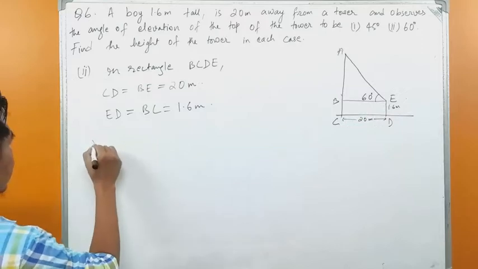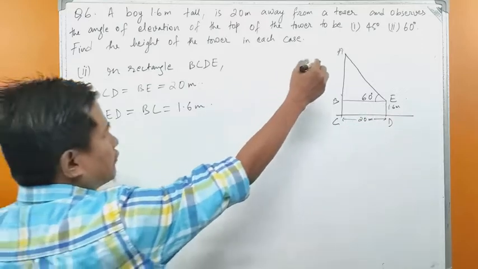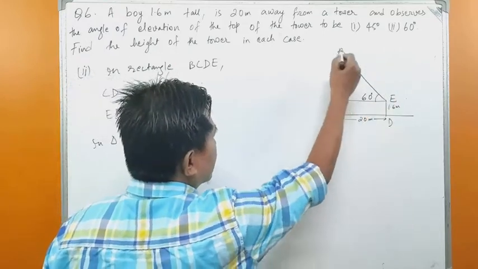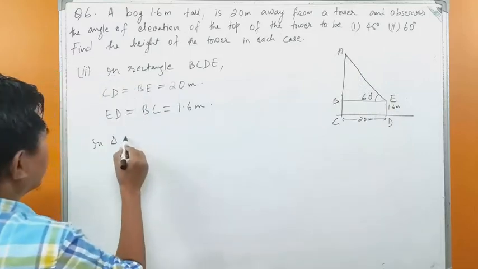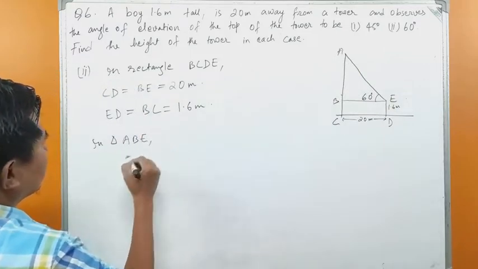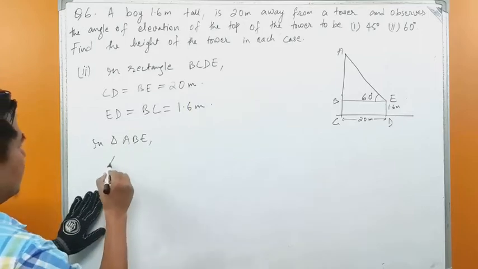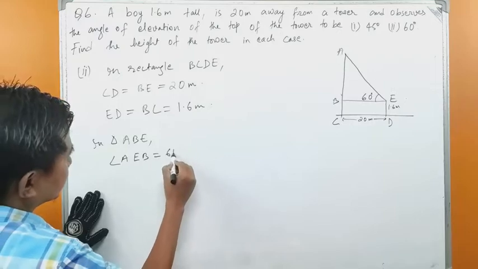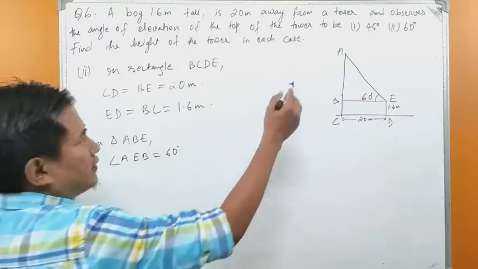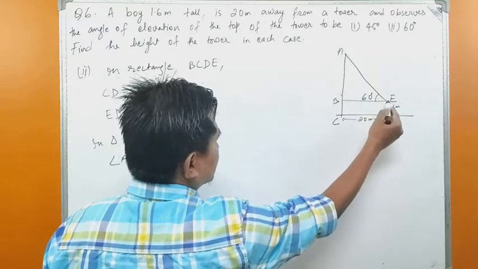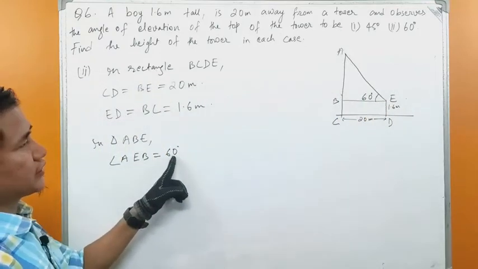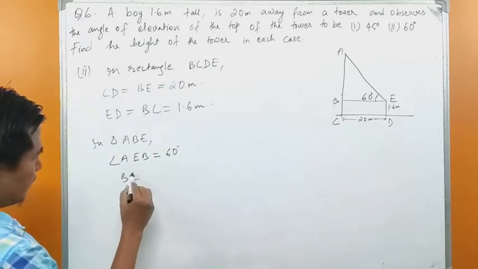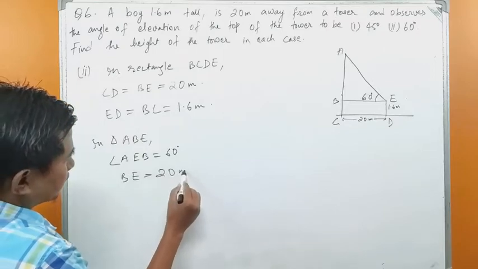So now we talk about this triangle ABE. In triangle ABE, angle AEB equals 60 degrees. Angle AEB, E should be in the middle. Angle E is 60 degrees, and BE is known to us, that is 20 meter. BE equals 20 meter, isn't it?